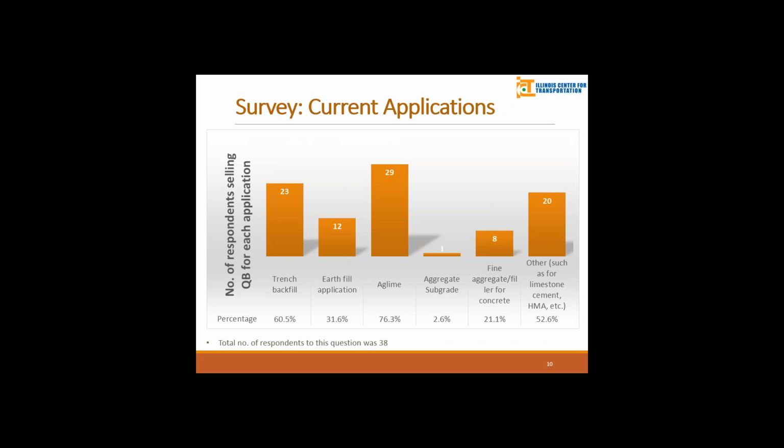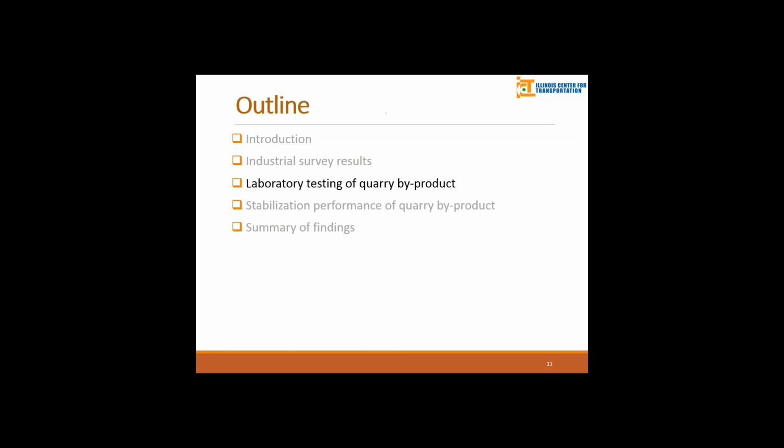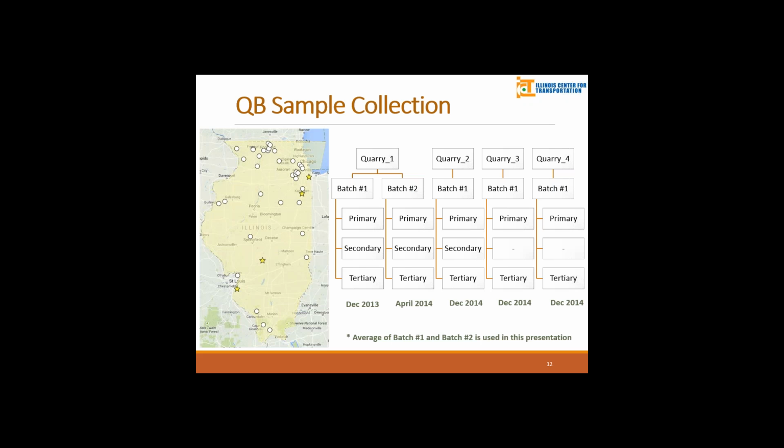But before they sell them for these applications, seldom do they really do any lab testing for these quarry byproducts. They seldom know what the properties of these byproducts are. So we decided to do laboratory testing of these quarry byproducts. First, we collected samples from Quarry 1 in December 2013 and tested these quarry byproducts. And then we collected another batch from Quarry 1 in April 2014. And there's a TRP paper that focuses on comparing these 2 batches.